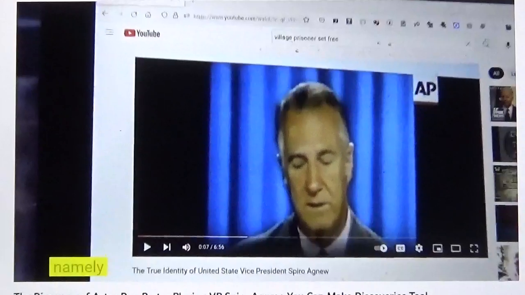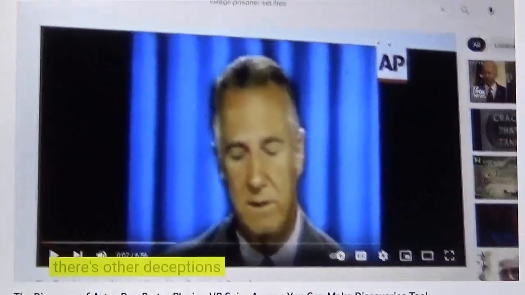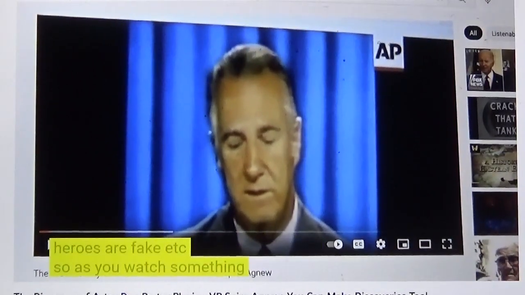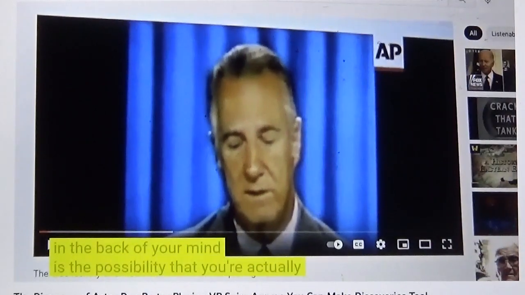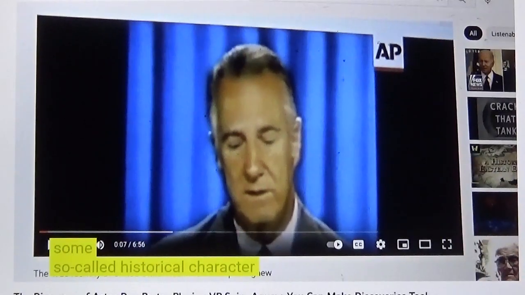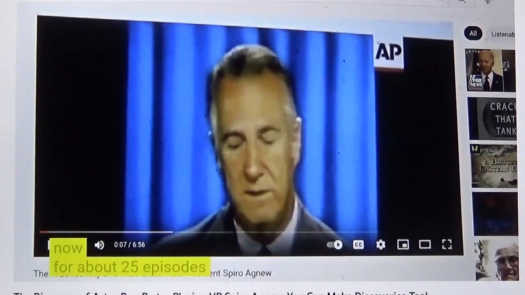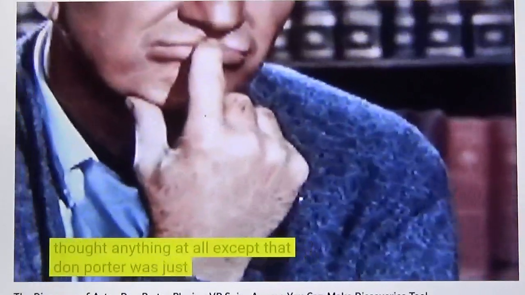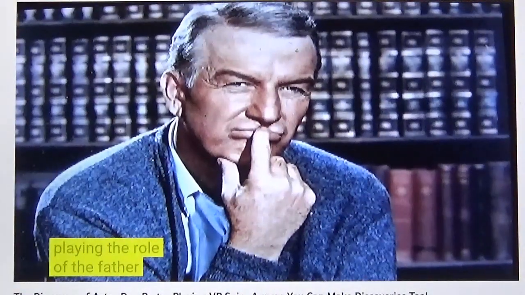Namely, all politicians are fake. There's other deceptions, great military heroes are fake, etc. So as you watch something, in the back of your mind is the possibility that you're actually observing some so-called historical character. Now, for about 25 episodes, I never thought anything at all except that Don Porter was simply playing the role of the father of Gidget.